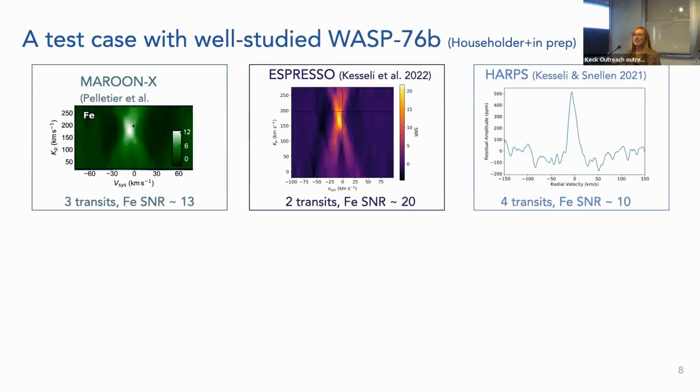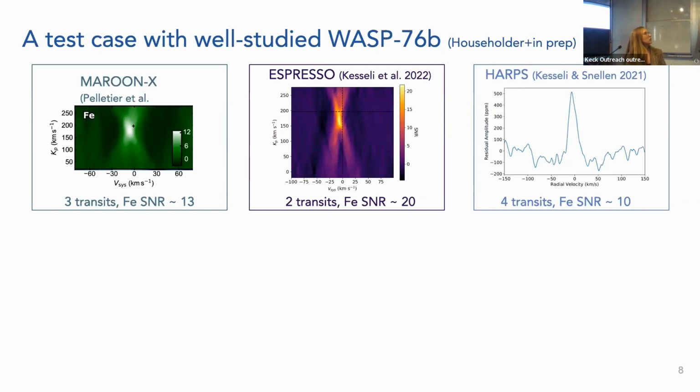Okay, so as a test case, we wanted to study a planet that has been really well studied with a lot of different other instruments. So this is WASP-76. It has been studied at high resolution with MAROON-X, with ESPRESSO, with HARPS. So it's a really good test case. You can see iron has been detected in all 3 of these. This is just different ways of showing a detection.